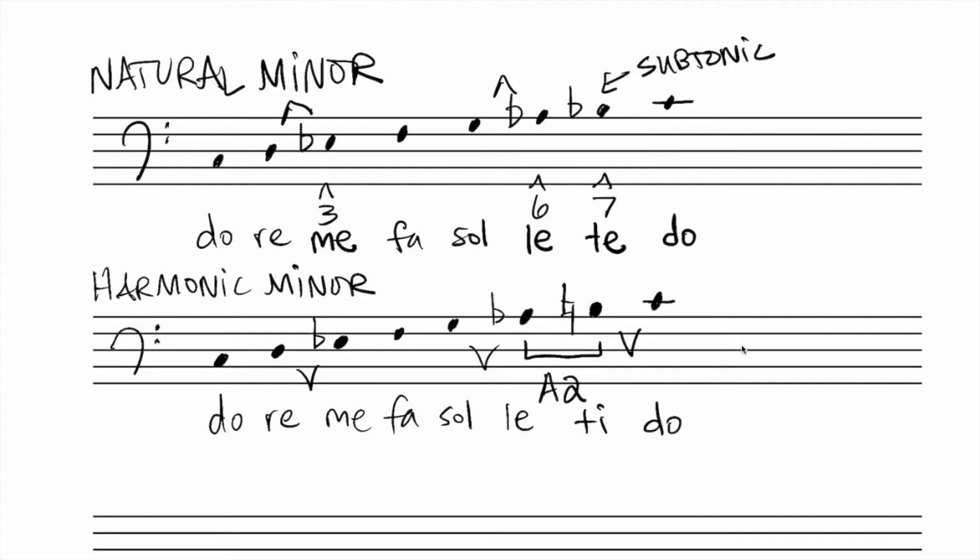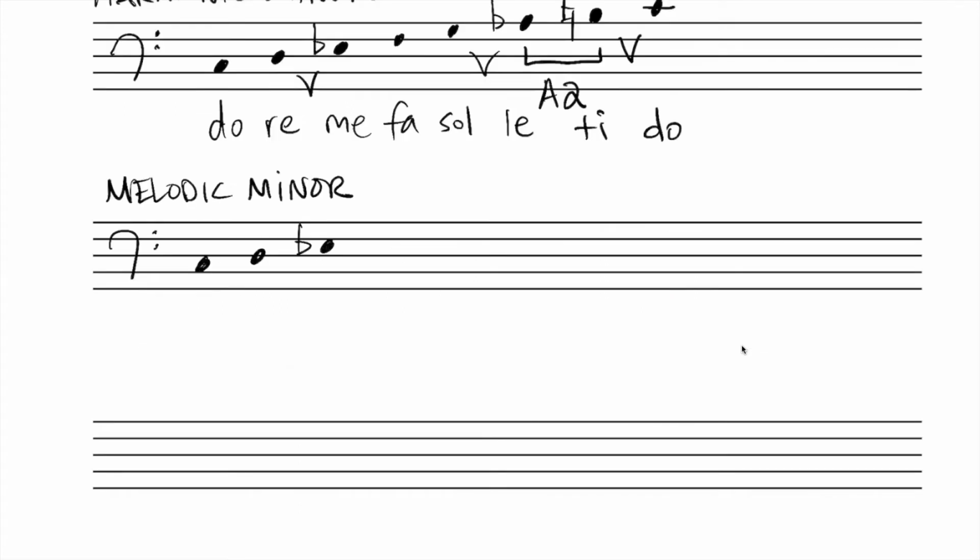The last version of the minor scale I want to show you has a different ascending form from its descending form. It is called melodic minor. Just like the other two forms of the minor scale, it's going to start the same way with do, re, mi, having a minor third between 1 and 3.